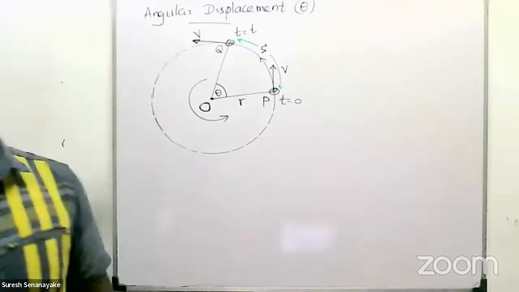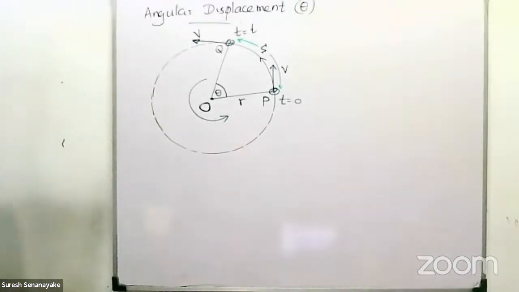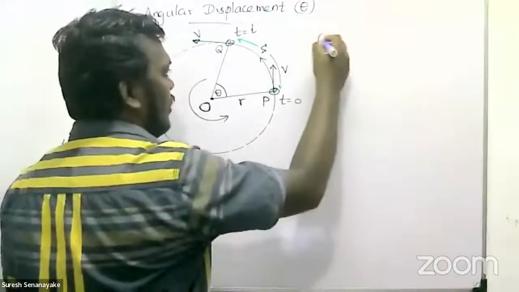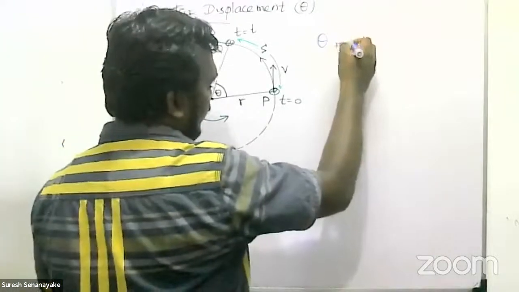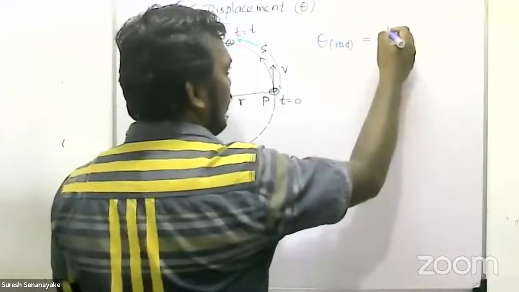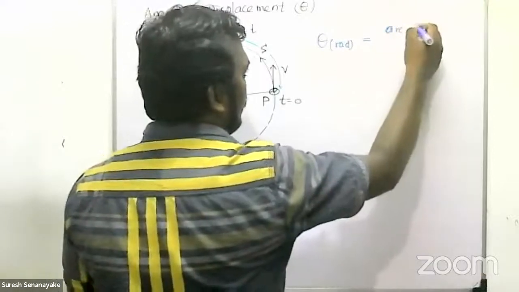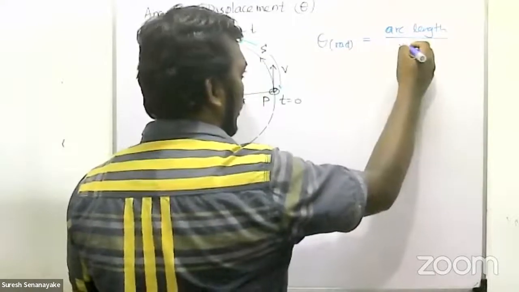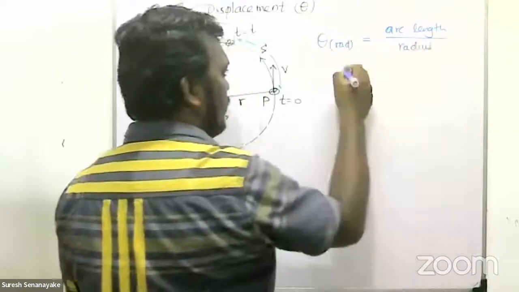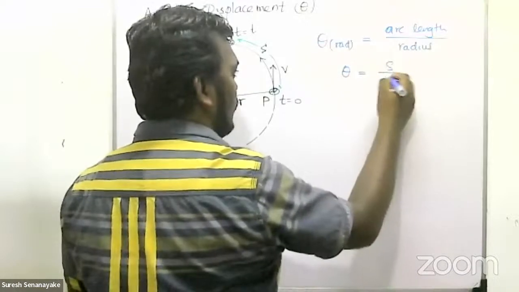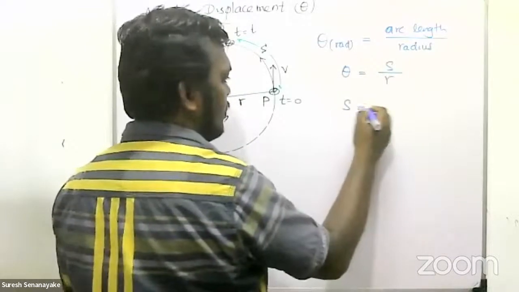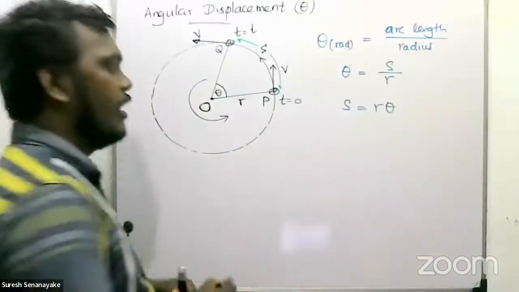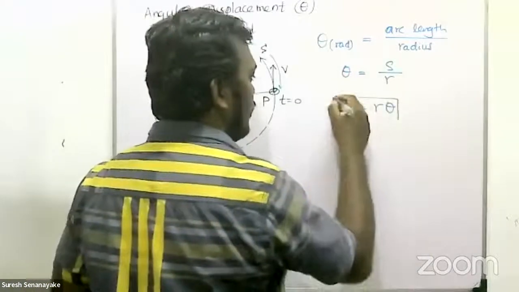All right. Then we can write there in radian measurements. This theta, you can write, is in radian, in rad. It's the arc length divided by the radius. Theta equals s divided by r. So you can write s equals r theta. So this is the relationship between the distance and the angular displacement, right?